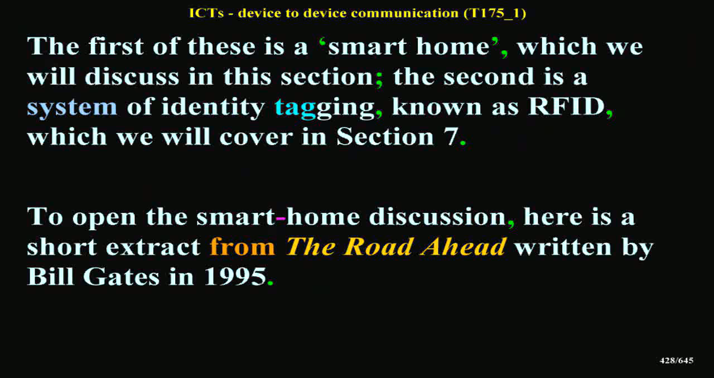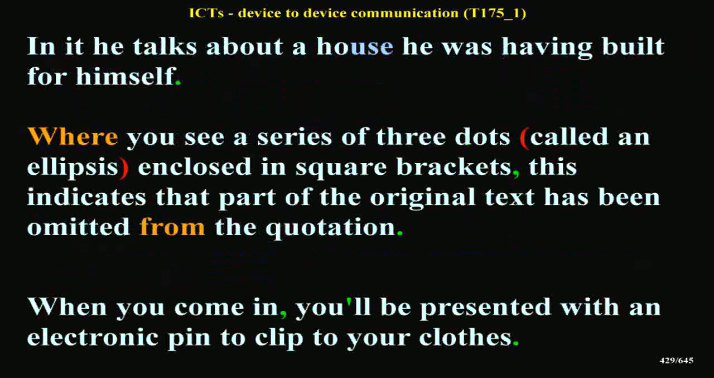To open the smart home discussion, here is a short extract from The Road Ahead written by Bill Gates in 1995. In it he talks about a house he was having built for himself, where you see a series of 3 dots called an ellipsis enclosed in squared brackets. This indicates that part of the original text has been omitted from the quotation.